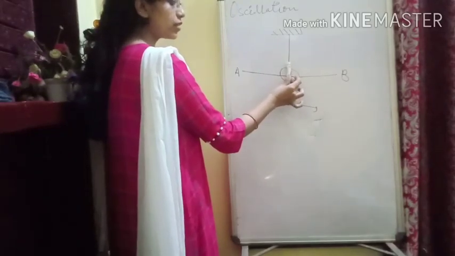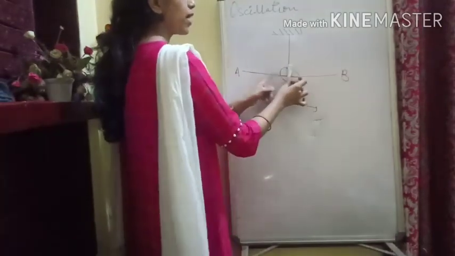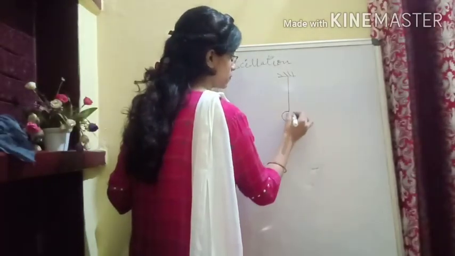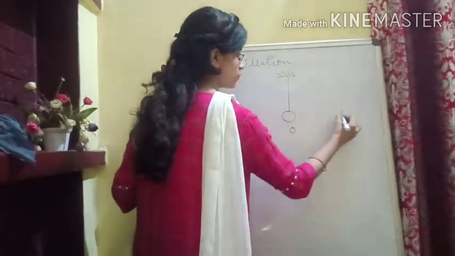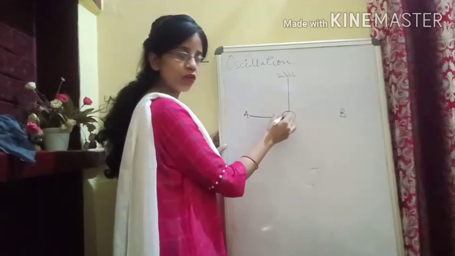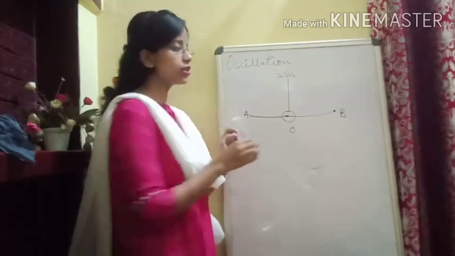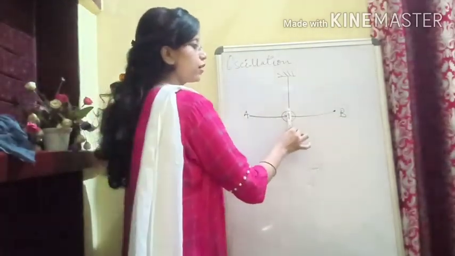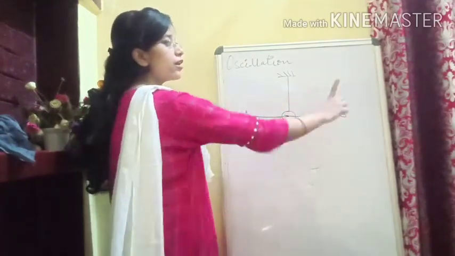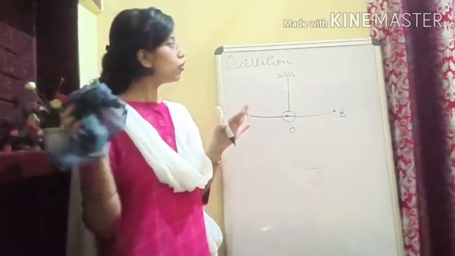If you take the bob at this position, it will come here, go back, go to that side and come back, and this is known as one oscillation. When the bob goes to A, goes back to O, then goes to B and comes back to O, that is one oscillation. Likewise it will keep doing these oscillations continuously. So that's how we have come to the idea of oscillation.